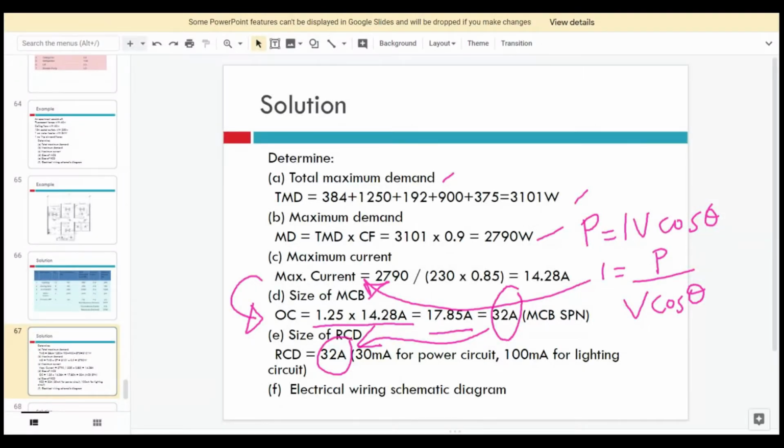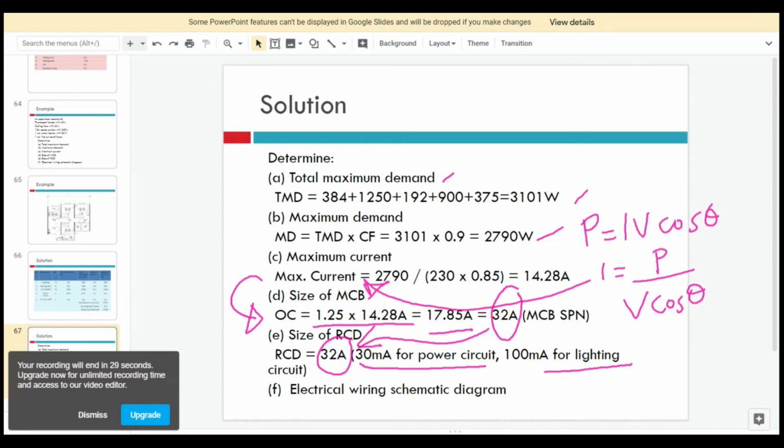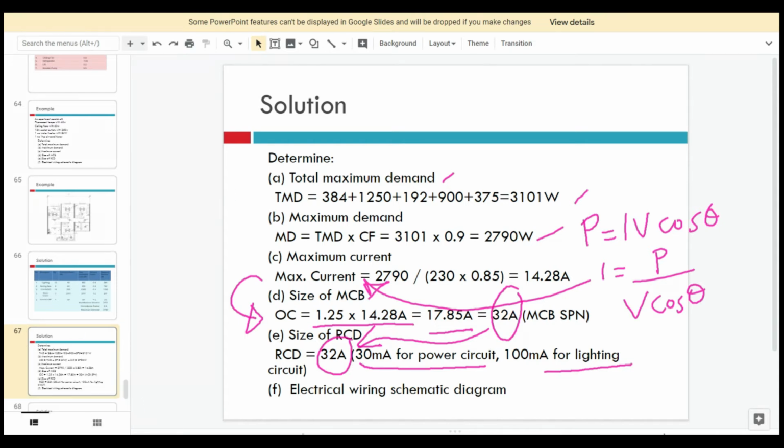And then you have to divide by 2. We have here 30 milliamps sensitivity for the power circuit, and for the lighting circuit we use 100 milliamps. And then you also have to consider, for example, the water heater. Okay, and then this is the electrical.